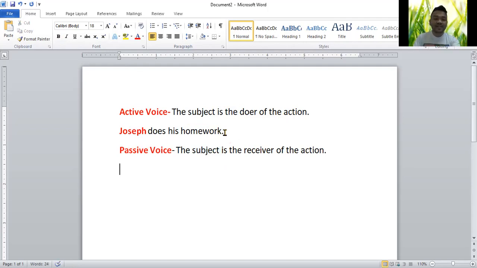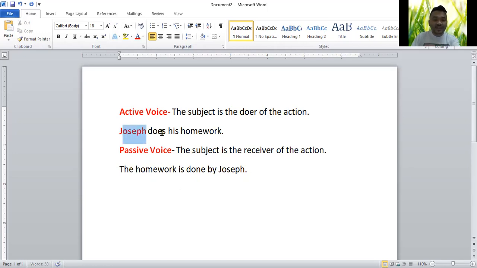Now let's use the same sentence from the active voice: Joseph does his homework. How can you change it into passive voice? Do you have any idea on how to change this active voice into passive voice? In order for us to change this active to passive, we say the homework is done by Joseph.